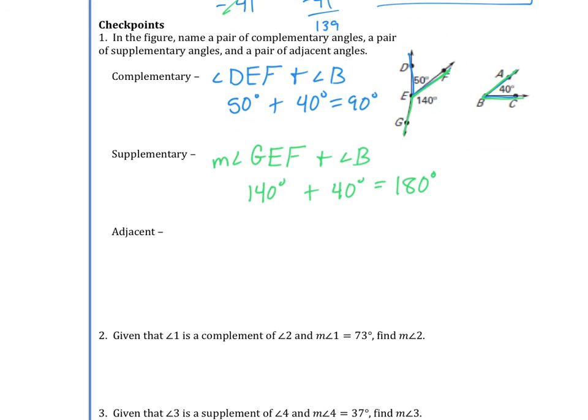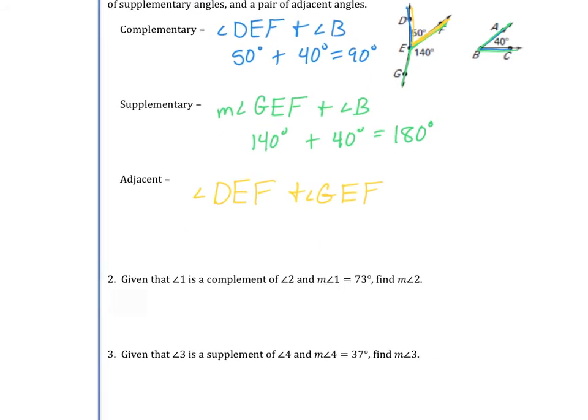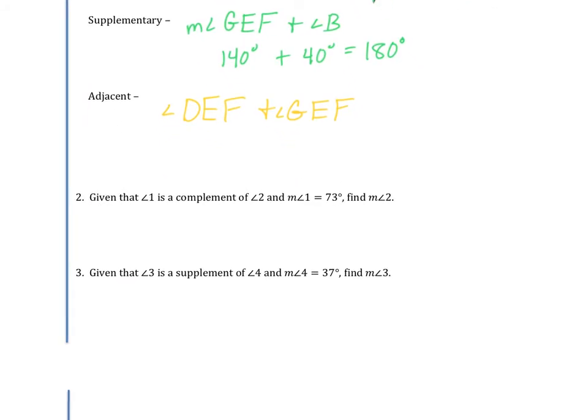And then adjacent angles are angles that are sharing a side. So notice that the 50 degree angle and the 140 degree angle, this yellow angle and the green angle, share a side. So we would say angle DEF and angle GEF are adjacent angles. And angle B is not adjacent to them because it's off to the side and it's not sharing the side.